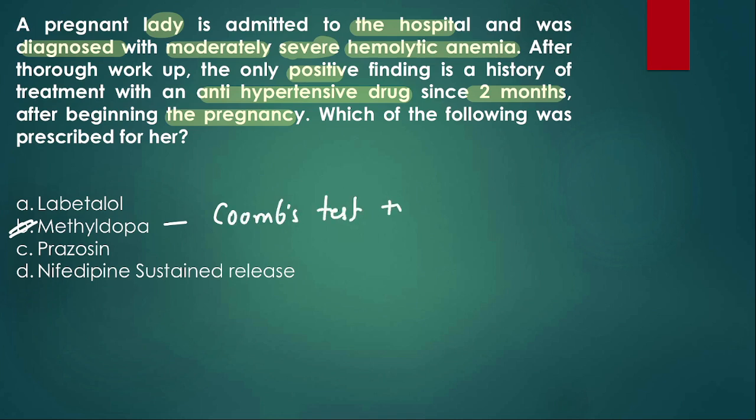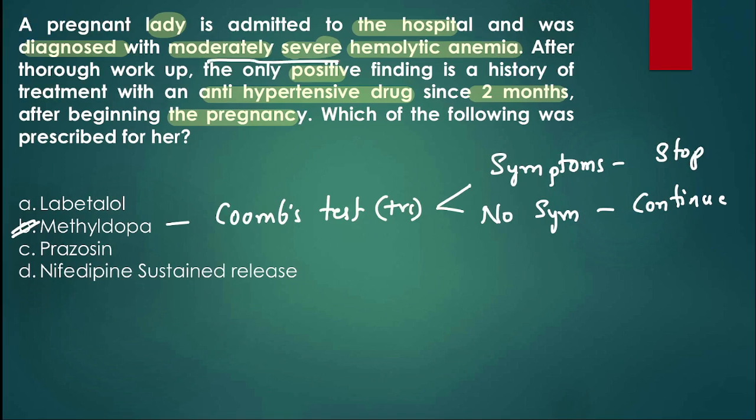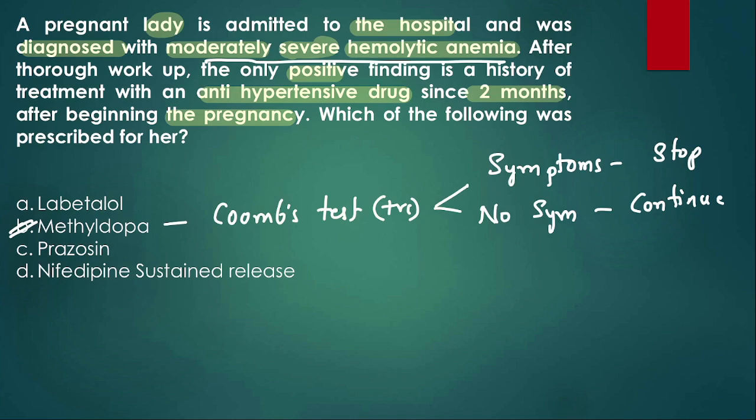Now, if you find Coombs test positive, should you stop the treatment? No. If the patient is symptomatic, if the patient is having symptoms of hemolysis, then obviously you have to stop and give other antihypertensive. If there is no symptoms, no need to worry, continue the drug. So this is what we can do if Coombs test is positive. But here it is moderately severe hemolytic anemia, we need to stop.